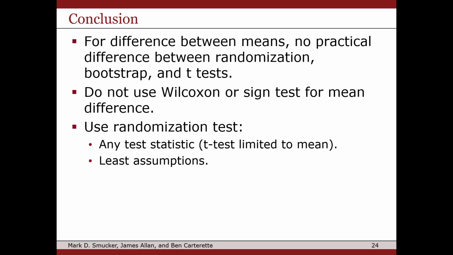So there really is no difference when we want to report, for example, the mean average precision. We want to put the mean of anything. There's no practical difference, at least for the experiments run here, between what we saw with the randomization, bootstrap, and t-tests. When you're reporting the mean difference, absolutely don't use the Wilcoxon or sign test. Those would be inappropriate. There's this big mismatch between their test statistic and the summary statistic that we're reporting.